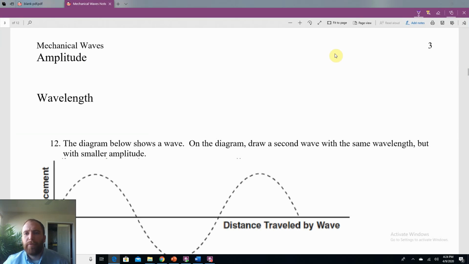Hey everyone, we're going to go through our second lesson for this one. For this, we're going to look at amplitude, wavelength, and phase, which are the three different ways that we measure a wave: how long it is, how tall it is, and where you are on the wave. So as long as you know what those are, you're good.